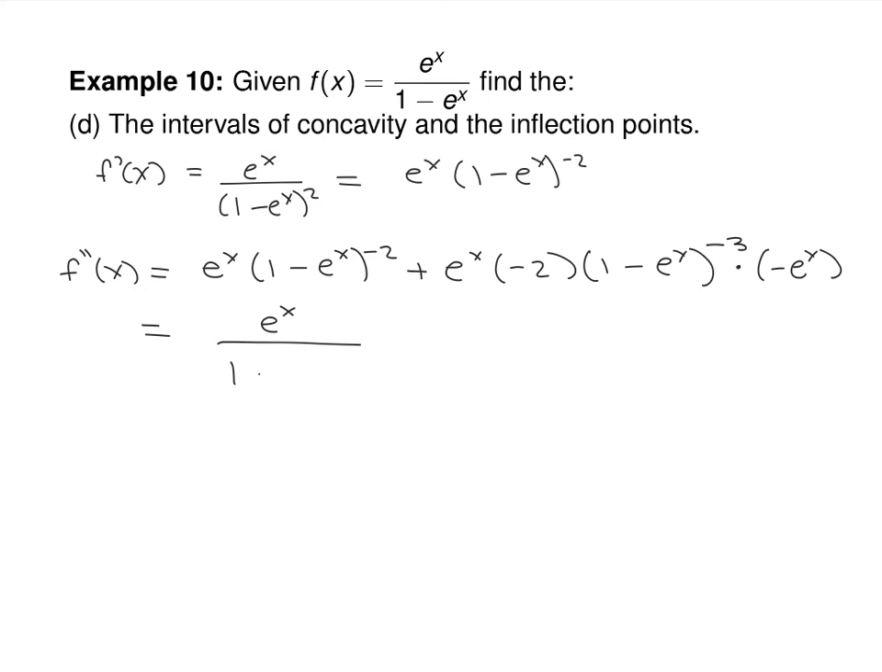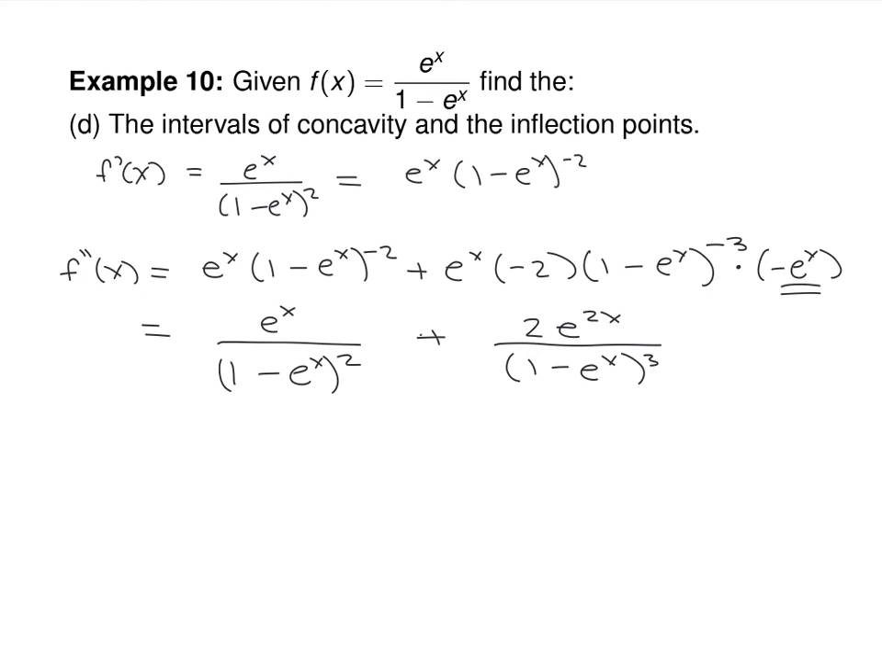So that's e to the x over (1 minus e to the x) squared, plus, I think it's actually plus. You could have made a mistake, though. Do you get why plus? Because I have that negative 2, and I have a negative e to the x, and then another negative e to the x, this thing on the end.